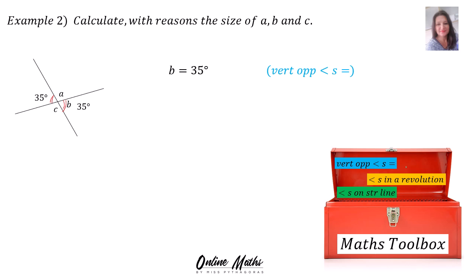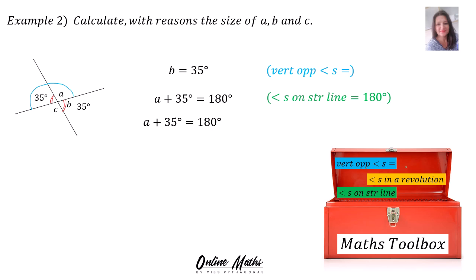Then we can go to angle a. Now, do you agree that angle a and this angle, they are adjacent angles on a straight line? And we have a theorem that says a plus 35 is 180 degrees, angles on a straight line equals 180. Then we can solve for a. So the 35 will walk across and we end with a is 145 degrees. And once we know the size, we add it on our sketch.